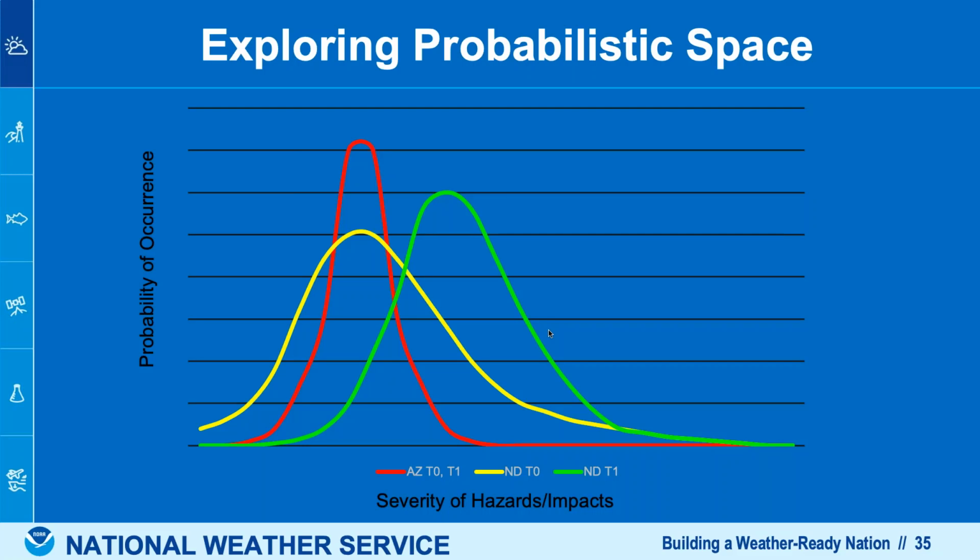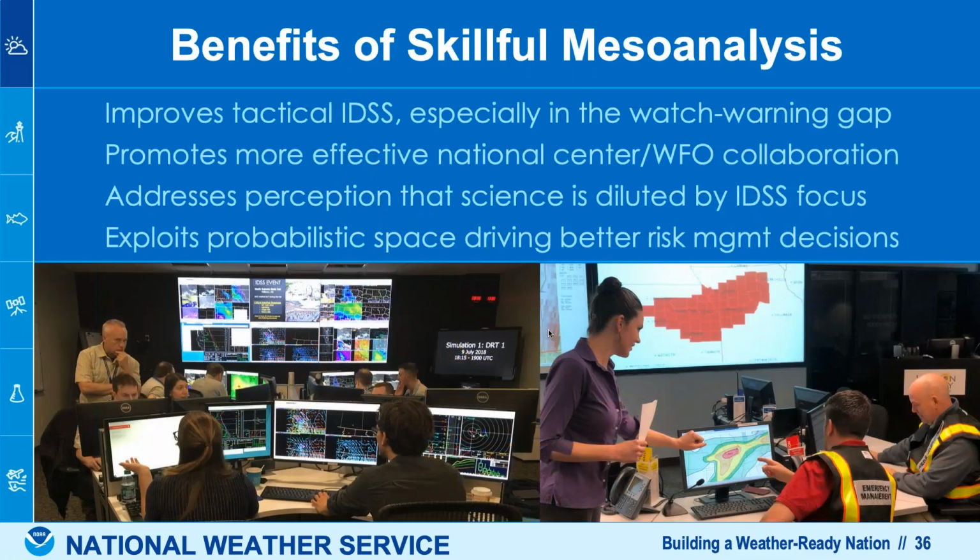And I think there's some opportunities for you to start thinking about incorporating probabilistic space in your own messaging, even for convective hazards. So again, benefits of skillful mesoanalysis, I think, are very clear. Many of you are already applying them, and so we certainly applaud that. It helps us to improve our tactical IDSS, providing precise, actionable information to partners, as we've alluded to in all three of the sections of this single July 19th event, and especially in the area where there are information gaps between outlook, watch, and warning in the spirit of the FACETs framework.